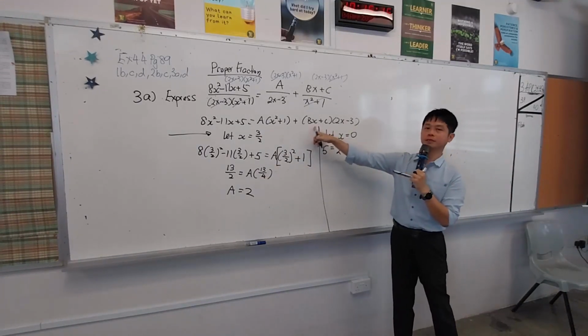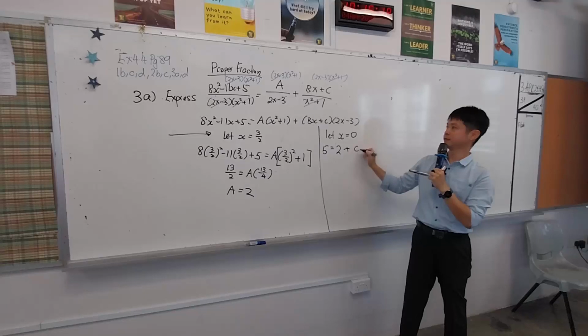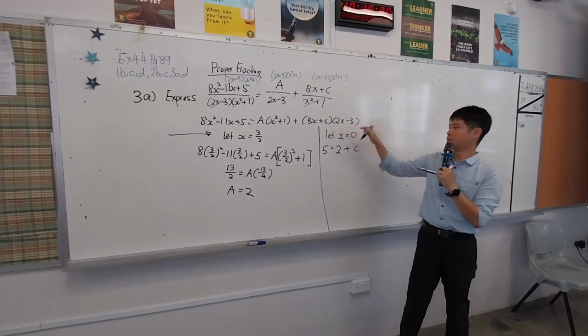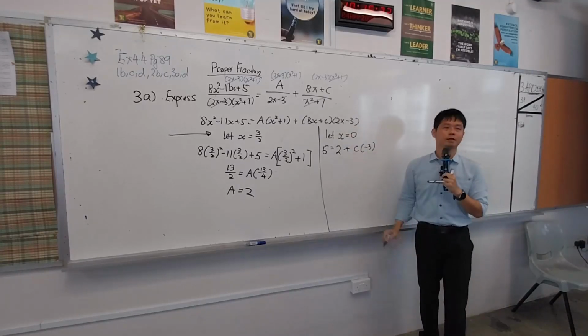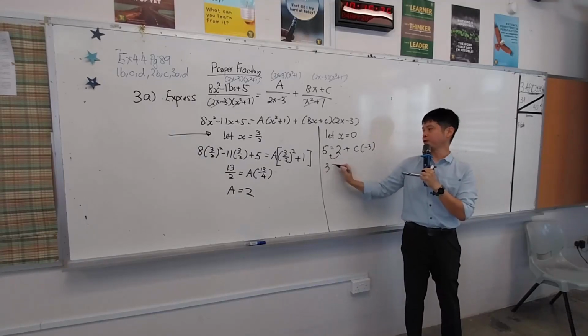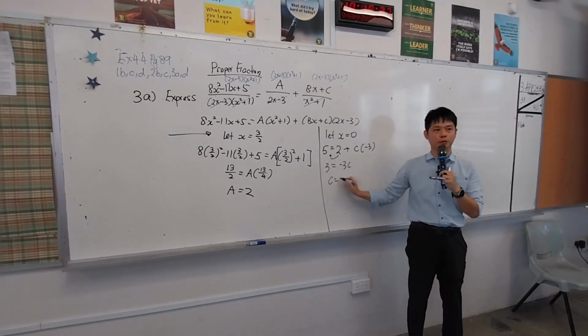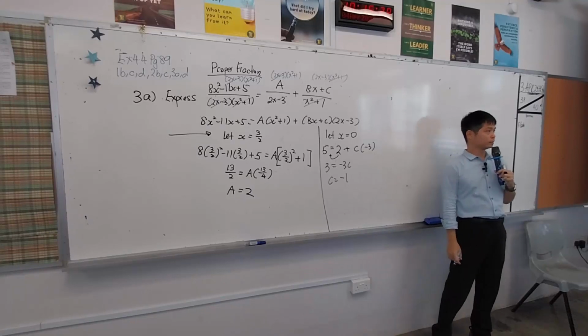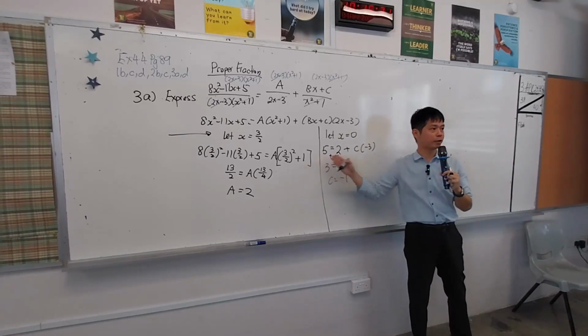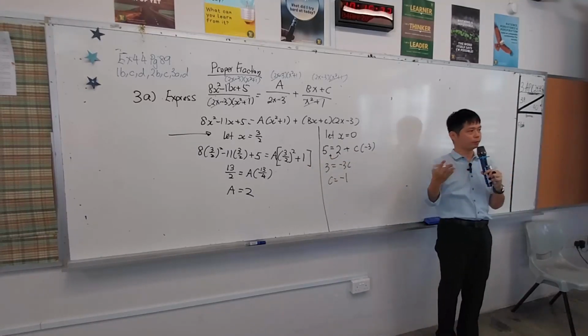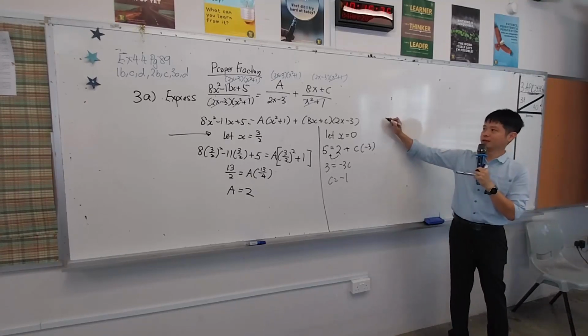And this term will become 0 plus C, 0 minus 3. I bring over, I have 3 equals to negative 3C and C equals to negative 1. Alright, so these two are the same method, right? I let X be a value in order to remove some of the variables.